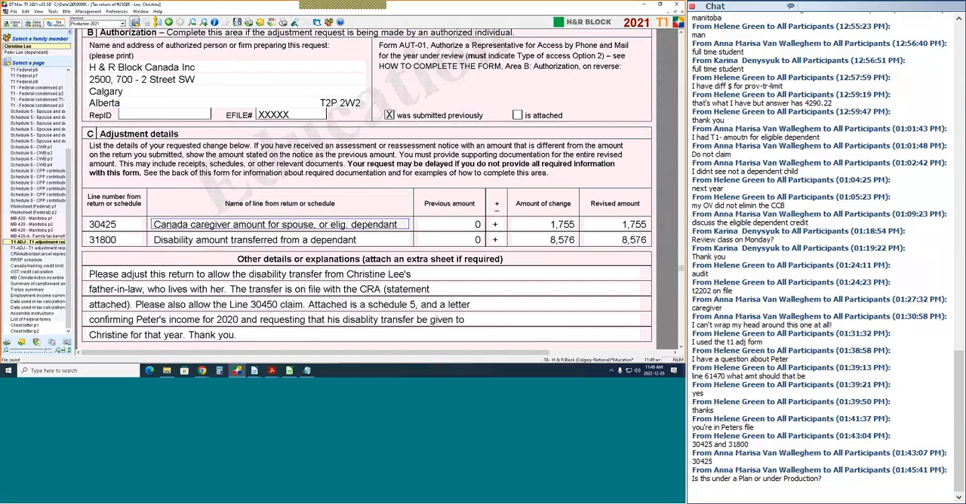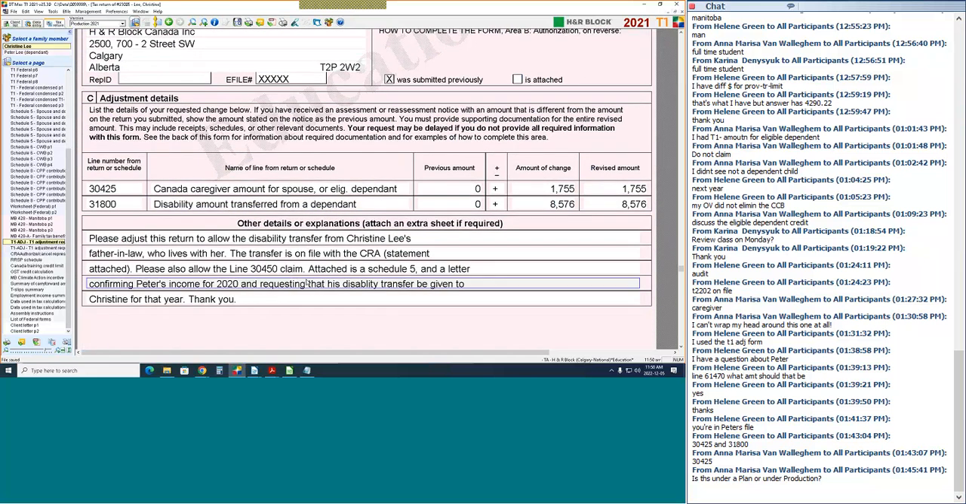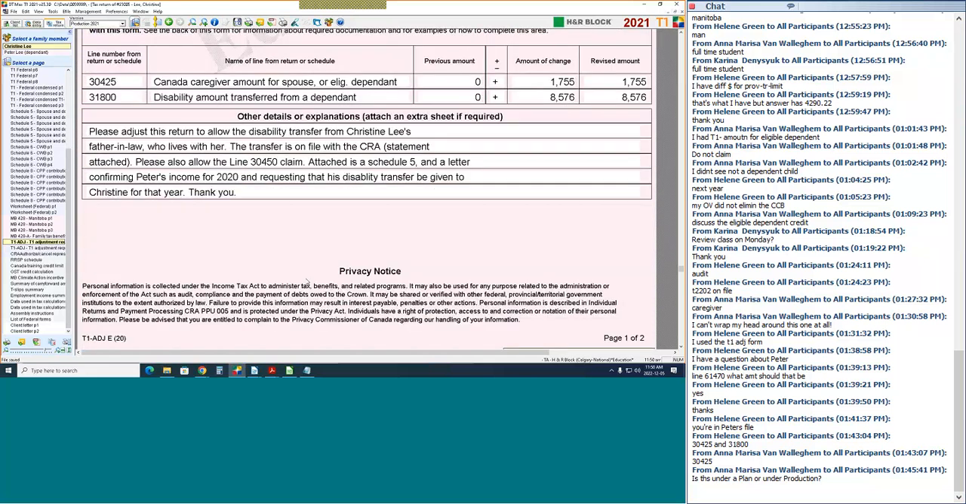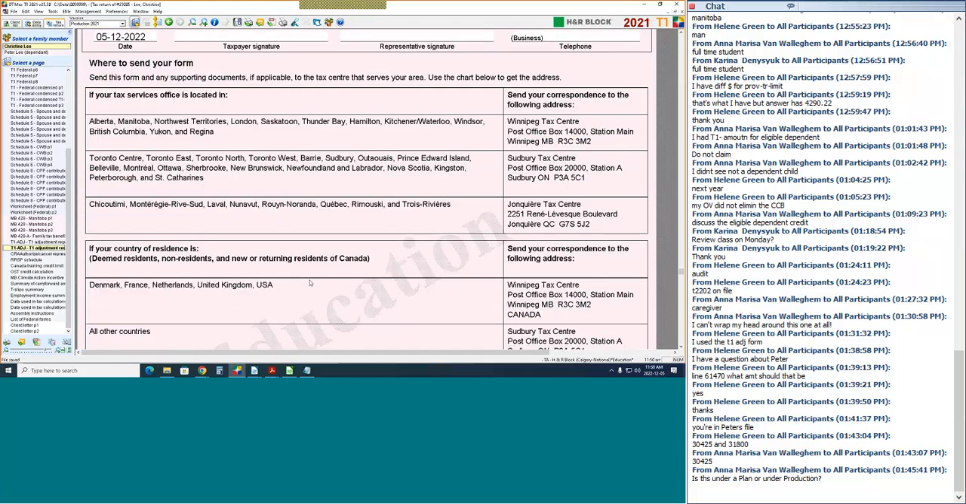So I'm going to upload everything I said I was going to upload and a copy of this. That's why I want to have this one signed and then scanned. If it's a paper return, you're basically going to do the same thing, but you're going to print it. So then I would print this form, get her to sign it, or I would sign it, put all of the documents together, and mail it. And I would mail it to where it tells me to mail it. So because they're in Winnipeg, we would mail it to the Winnipeg Tax Center. That's how we do adjustments.